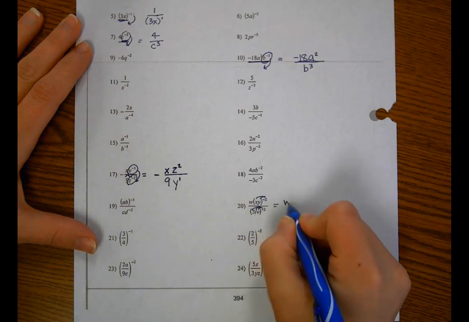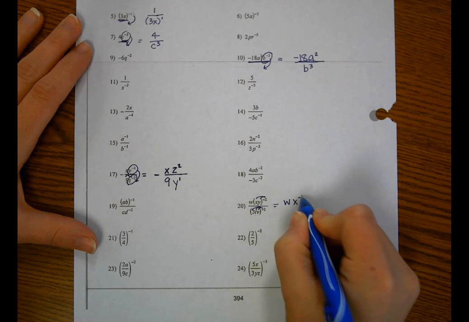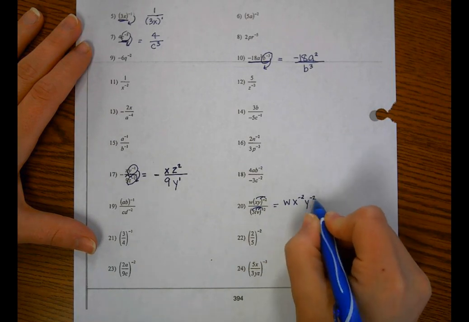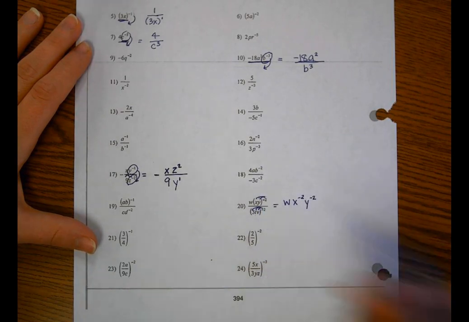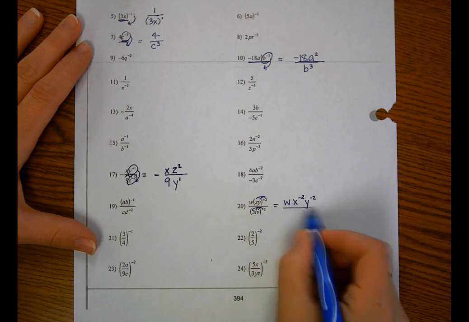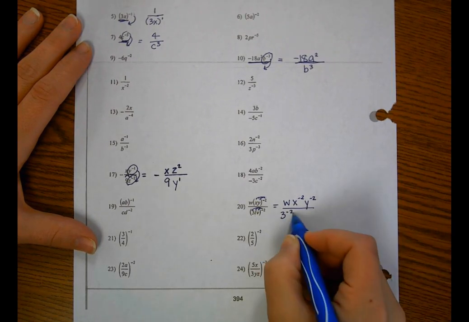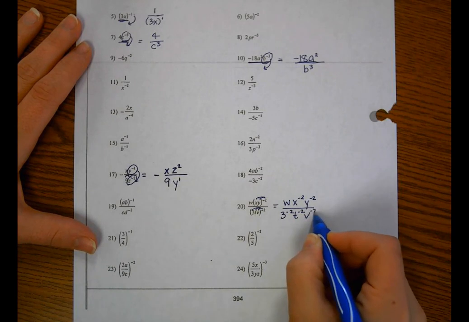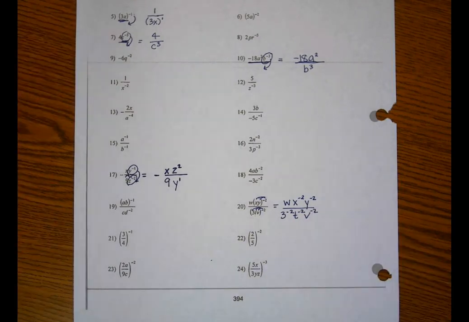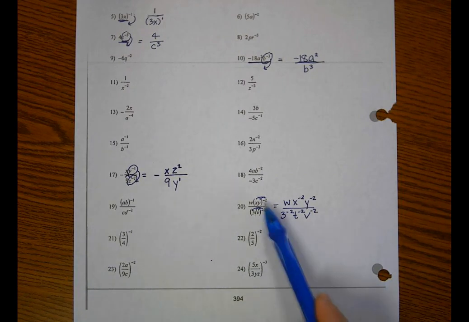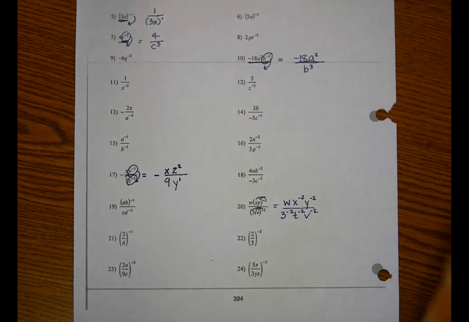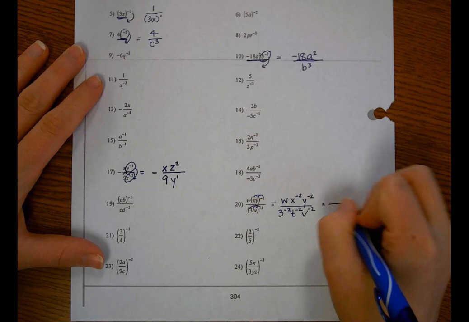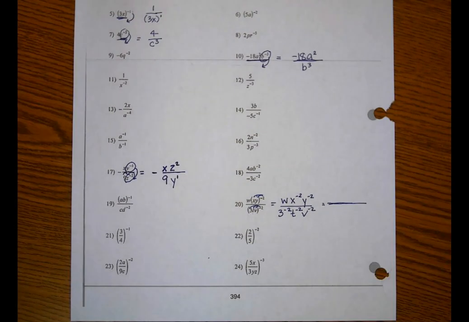So this would become w x to the negative 2, y to the negative 2, because remember we're multiplying this negative 2 in, over 3 to the negative 2, t to the negative 2, and v to the negative 2, because that exponent's going to go to every single term that's inside that parentheses. So I distributed in my exponent, I did my power to a power, and now I'm just going to move everything that's negative. First I like to put the things that don't need to move in their place.